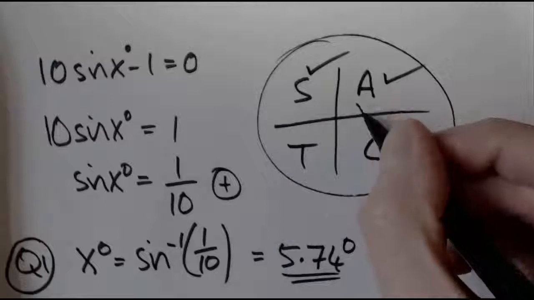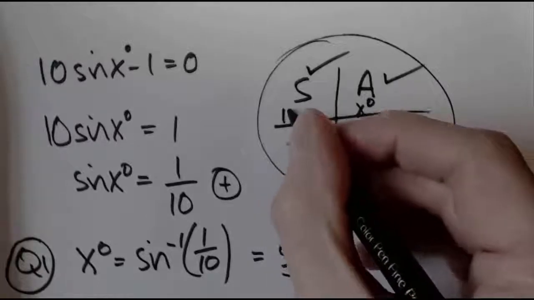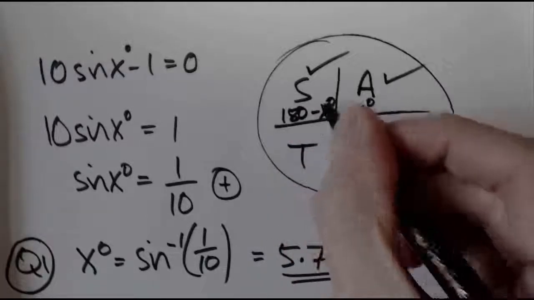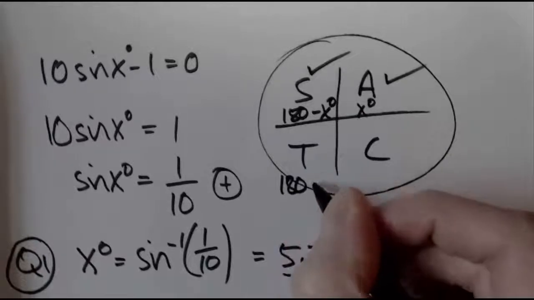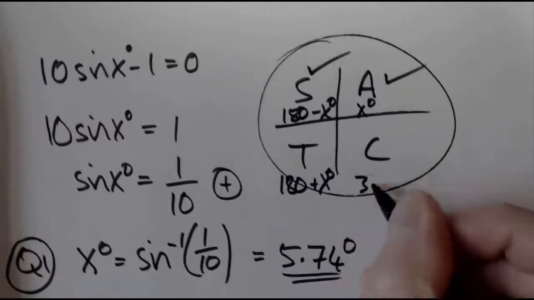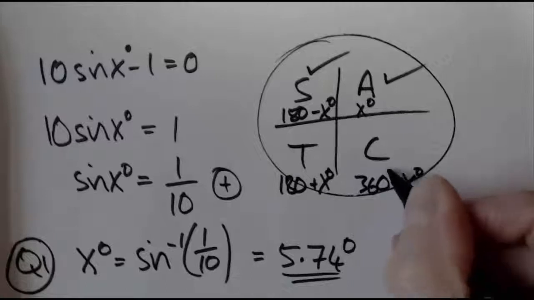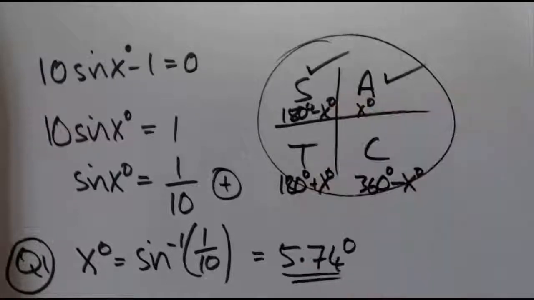So remember that's just effectively x degrees. That's 180 minus x. You would add it onto 180 plus x, and that's 360 minus your x degrees. Hopefully that's helped for your homework.